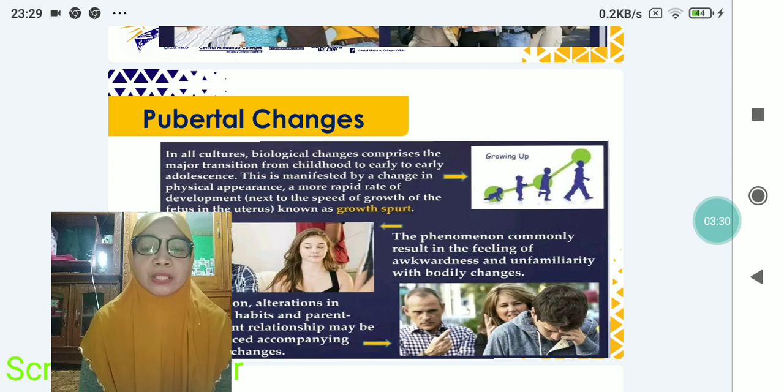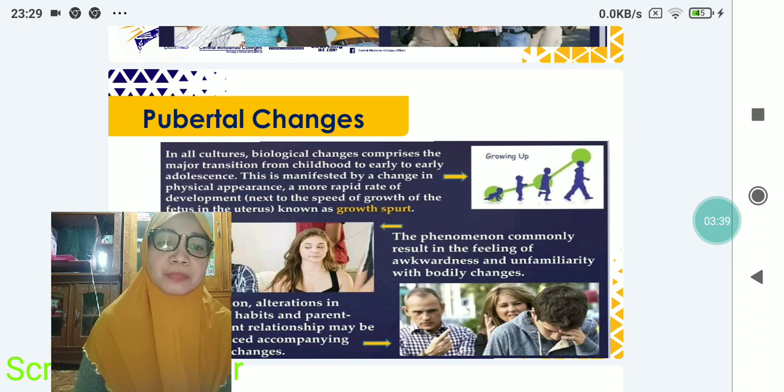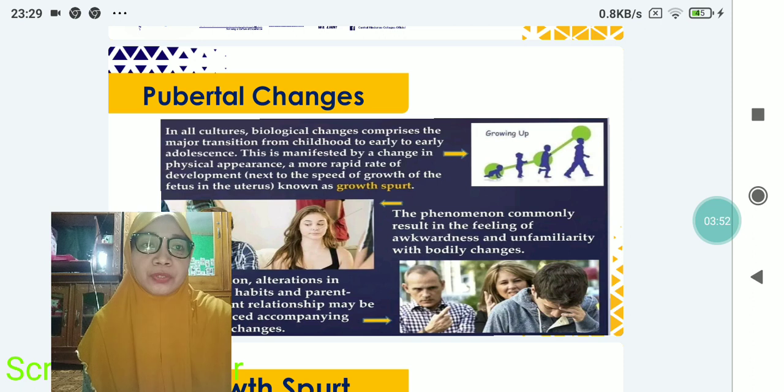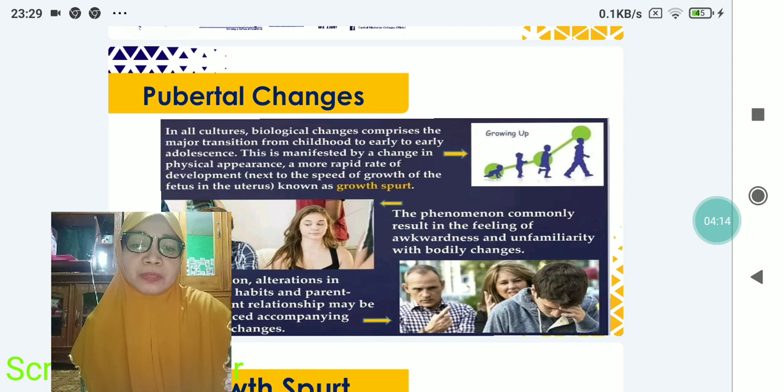Pubertal changes. These biological changes comprise the major transition from childhood to early adolescence. This is manifested by change in physical appearance and a more rapid rate of development, next to the speed of growth of the fetus in the uterus, known as growth spurts. The phenomenon commonly results in a feeling of awkwardness and unfamiliarity with bodily changes. In addition, alteration in sleeping habits and parent-adolescent relationship may be experienced accompanying puberty changes.